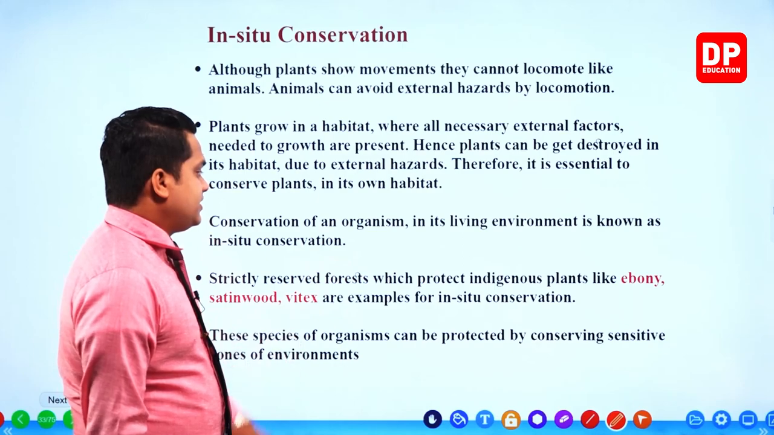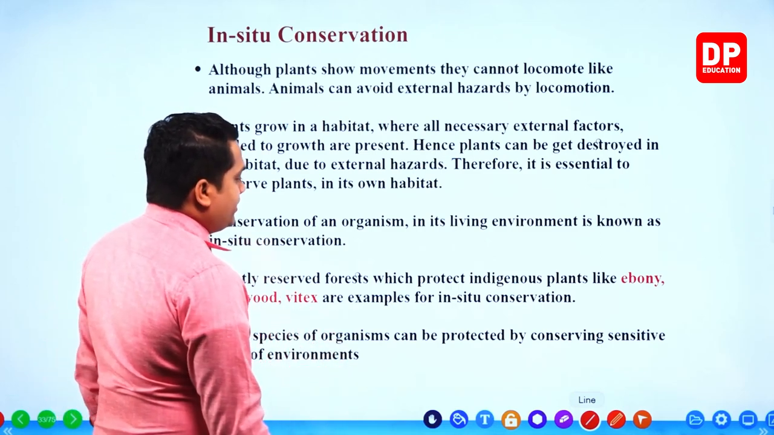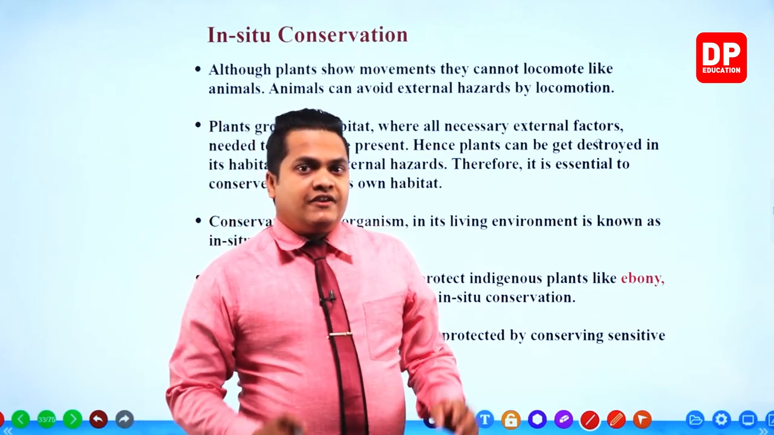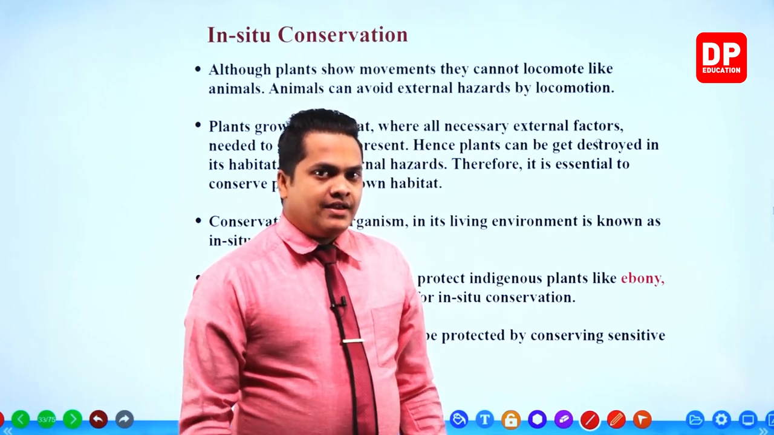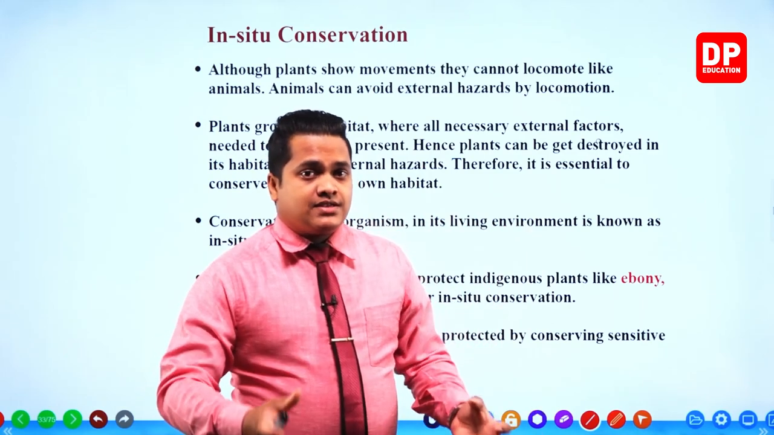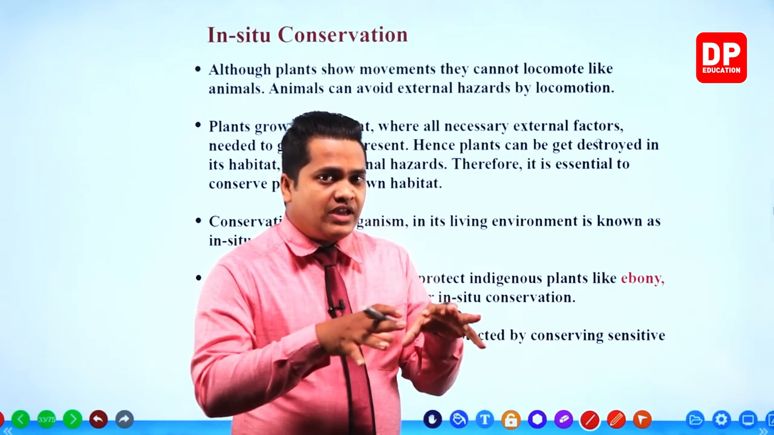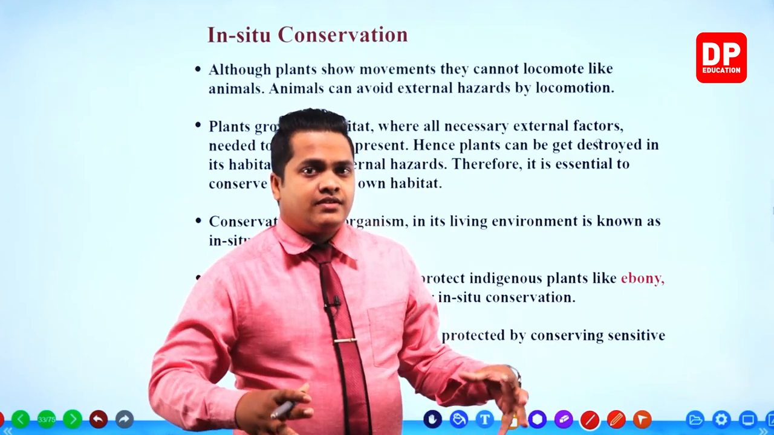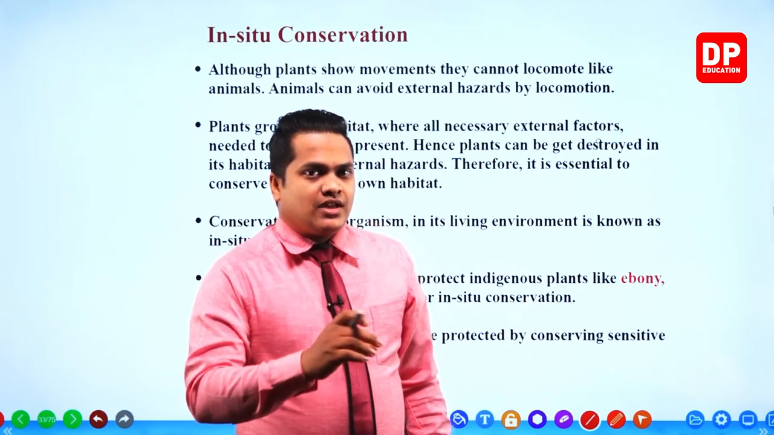Strictly reserved forests which protect indigenous plants like ebony, satinwood, vitex are examples of in situ conservation. So reserved forests, I told you that if you need to protect a certain plant or a tree within a certain environment, the best thing to do is to declare that particular area as a reserve forest. We won't be able to do that ourselves. There are certain authorities who can do it. So if there are certain important indigenous plants, then we have to inform that particular authority. Then those authorities are going to declare this particular forest as a reserved forest. So by that way, if it is being reserved, then the normal people can't enter that particular area.